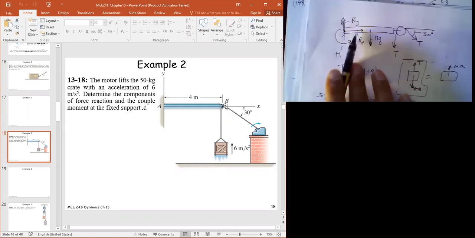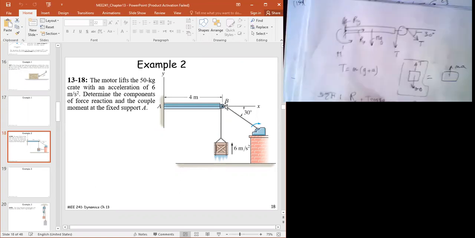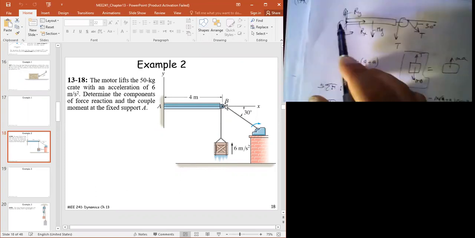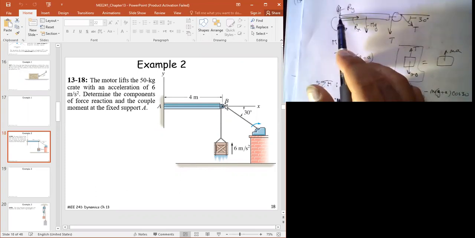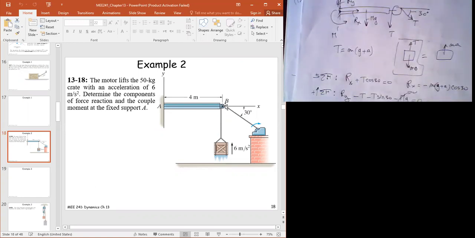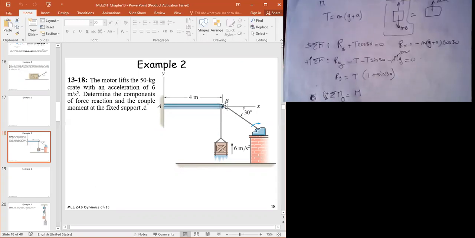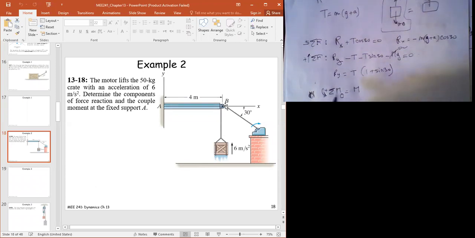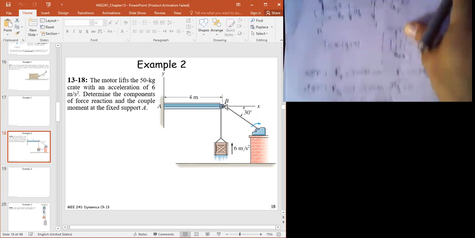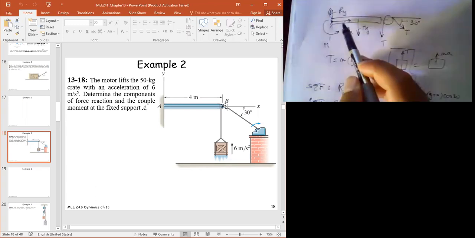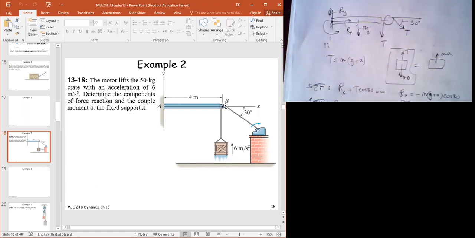How about Rx? Will Rx create any moment? No. Okay, by the way, when we sum the moments, we will always have to be about a point, okay? So when I'm summing the moments about point O, right? Not really a point, it's an axis. So when you sum the moments, you sum about an axis, okay?